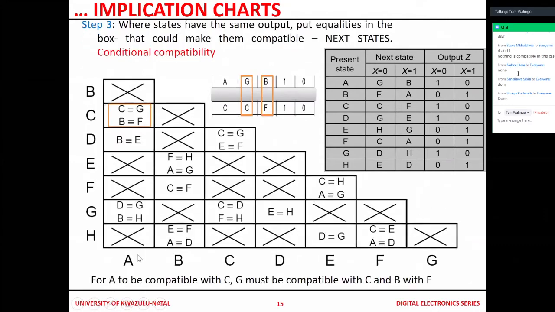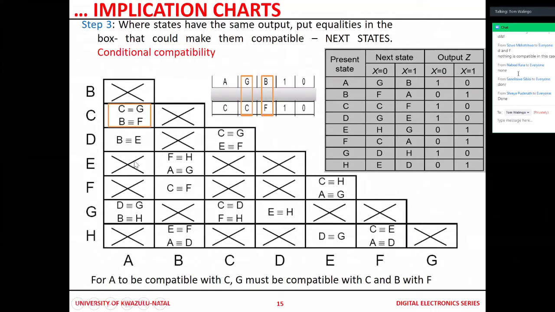What you are saying is you looked at A and C. For A to be compatible to C, C must be compatible to G, and B must be compatible to F. You can write F compatible to B, you can use a comma, whatever you mean. For A to be compatible to D, B must be compatible to E. For A to be compatible to G, D must be compatible to G, and B must be compatible to what? H.